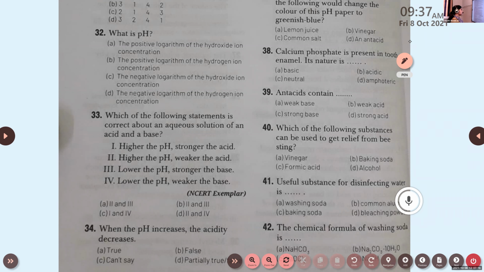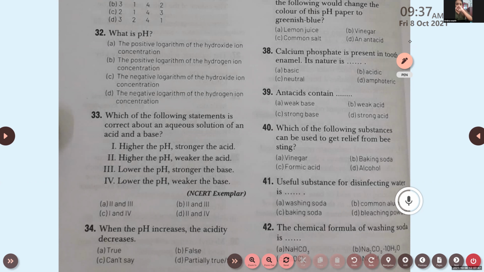Okay. So which of the following statements is correct about an aqueous solution of an acid and base? First one, higher the pH, stronger the acid. Second one, higher the pH, weaker the acid. Third one, lower the pH, stronger the base. Fourth one, lower the pH, weaker the base. Which one? Sharda? Which one? 2 and 3. Ma'am, 2 and 4.